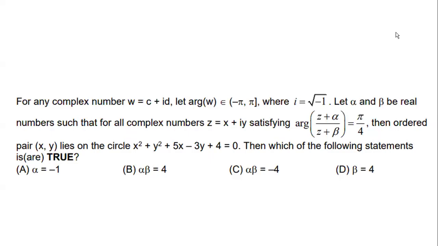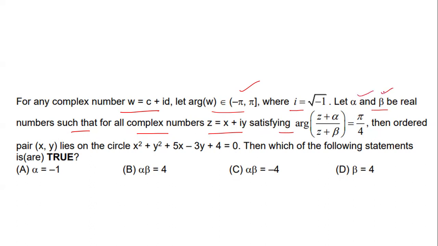So hello guys, in this video we are going to solve this problem. In this problem it is given that for any complex number w which is c plus iota d, let the argument of w lie between minus pi and pi, where minus pi is not included and iota is root of minus 1, and let alpha and beta be real numbers such that for all complex numbers z which is x plus iota y, they satisfy this property.